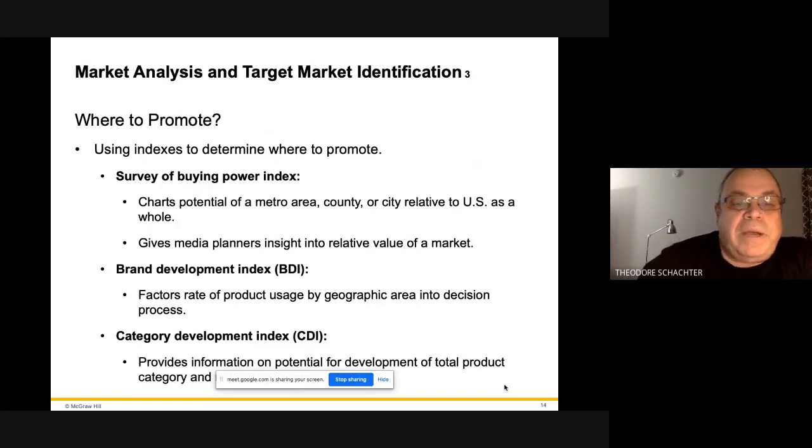So then we have three other indices that we should look at. The principle is the same. A survey of buying power index tells media planners how much value there is in a market, meaning how much buying power.